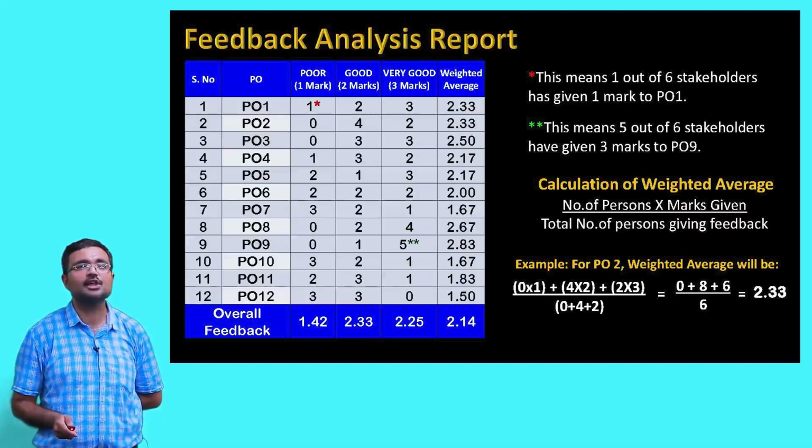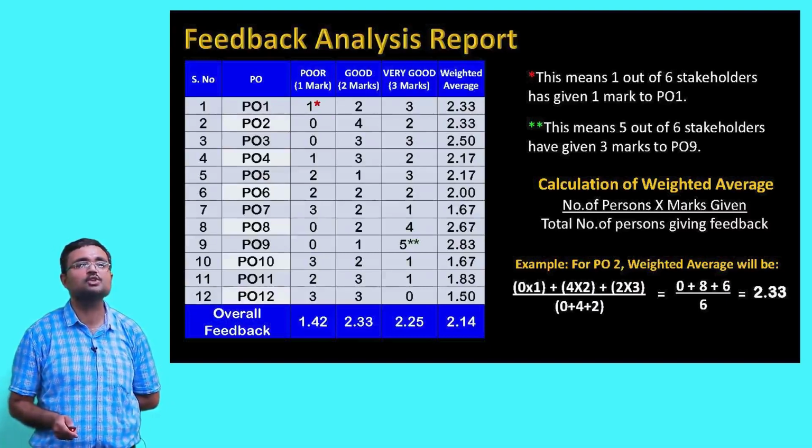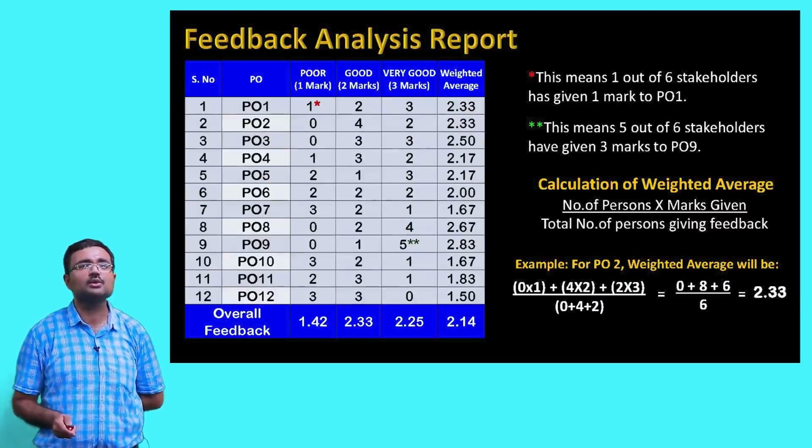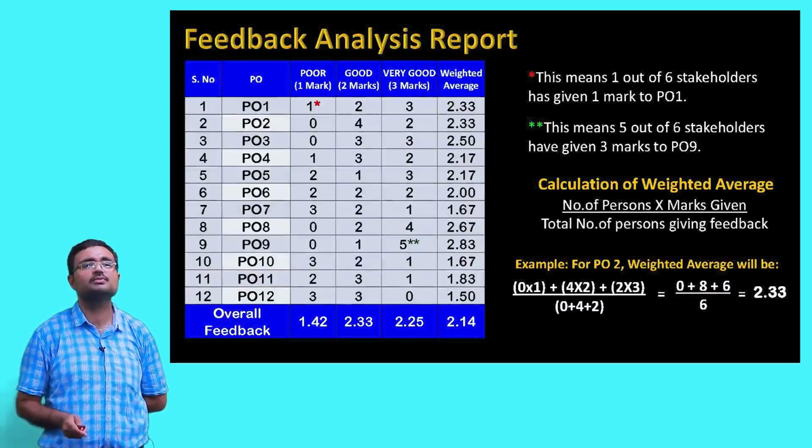Similarly, see, 4 stakeholders have given 2 marks to PO2. 2 stakeholders have given 3 marks to PO2. 4 plus 2, 6. 6 stakeholders in total. 3 stakeholders have given 2 marks to PO3, 3 stakeholders have given 3 marks to PO3. In this way it is done.